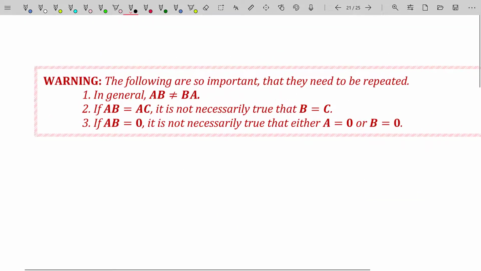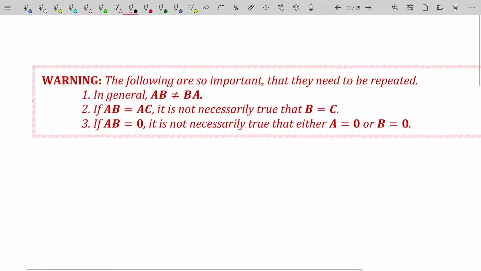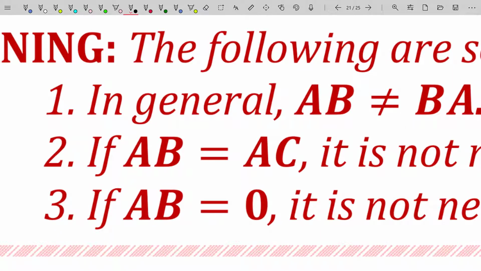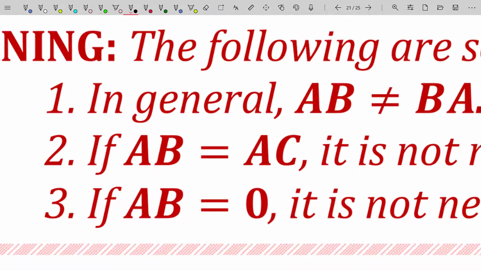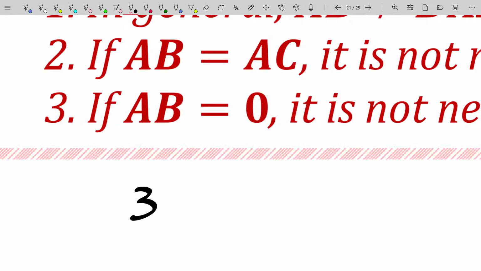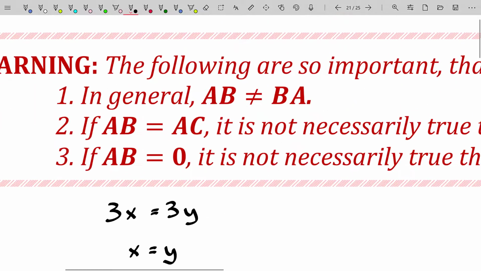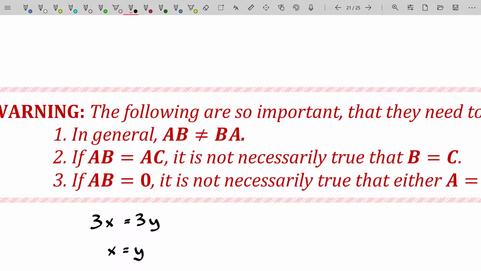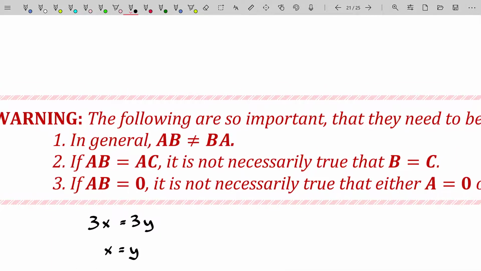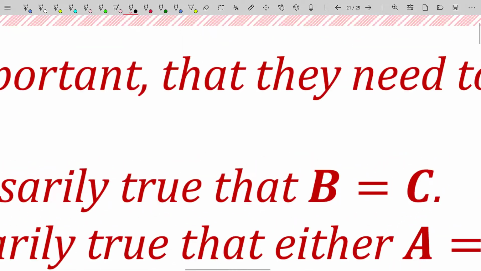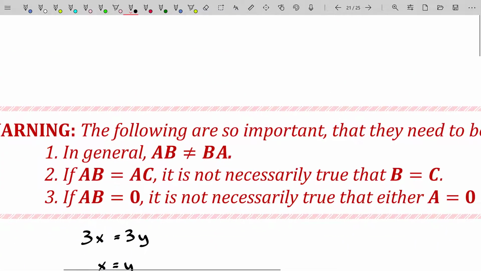Again, I need to repeat this. In general, AB is not the same thing as BA when it comes to matrix multiplication. But other things I want to mention here. If A times B is equal to A times C, this is a property we take advantage of all the time in algebra. If 3 times X is equal to 3 times Y, then that means X must equal Y. That's what we take advantage of in algebra. However, that is not necessarily true in linear algebra. If AB equals AC, it is not necessarily true that B is equal to C, and we'll see that in examples. So be very careful of that.